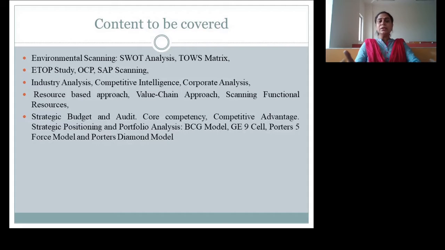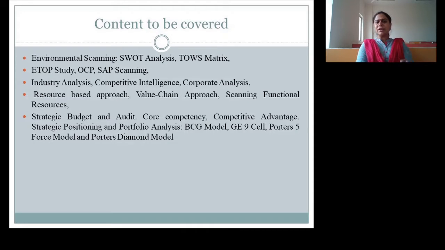It is basically an internal corporate analysis: whenever you are analyzing the company, what is the analysis of a company, and how far is the analysis going to accelerate the business or benchmark the company in the competitive world. Apart from that, we will also move on to the resource-based approach, the value chain approach, scanning functional resources of the organization, and various models like strategic budget audit, core competency, competitive advantage, strategic positioning, portfolio analysis, and the BCG model.